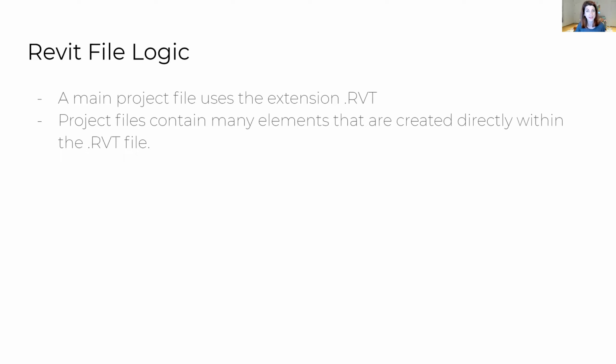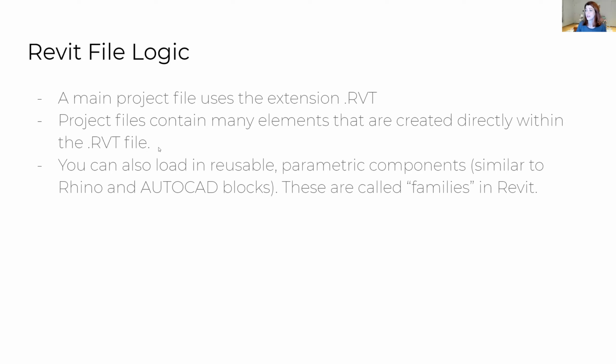There are a lot of different ways for BIM managers to work these things. So you'll have to be a little flexible, but generally speaking, project files contain many elements that are created directly within the RVT file, right? There's lots of elements in there, but you can also use what Revit calls families. They're kind of similar to Rhino blocks.